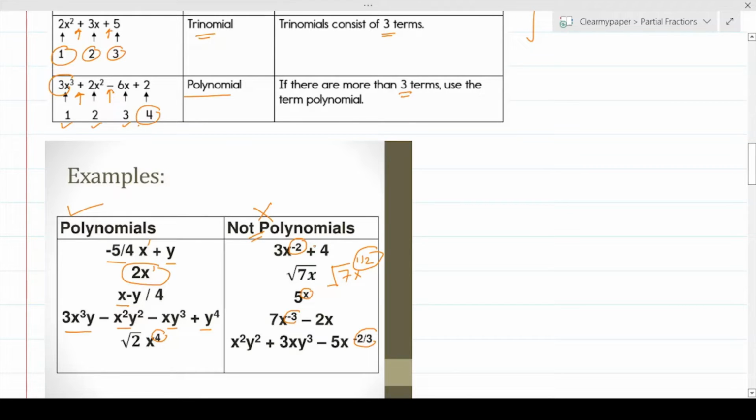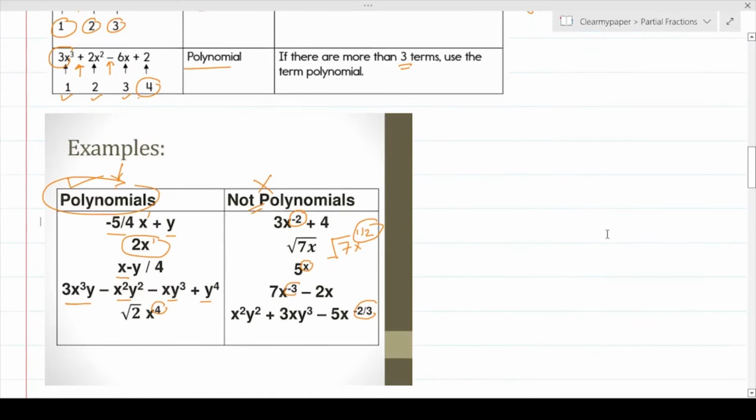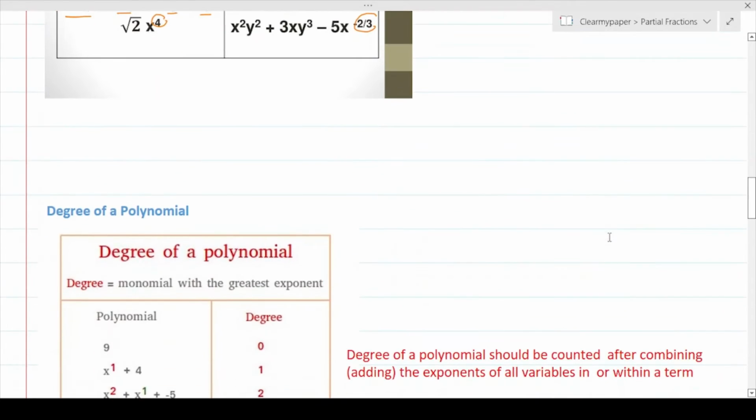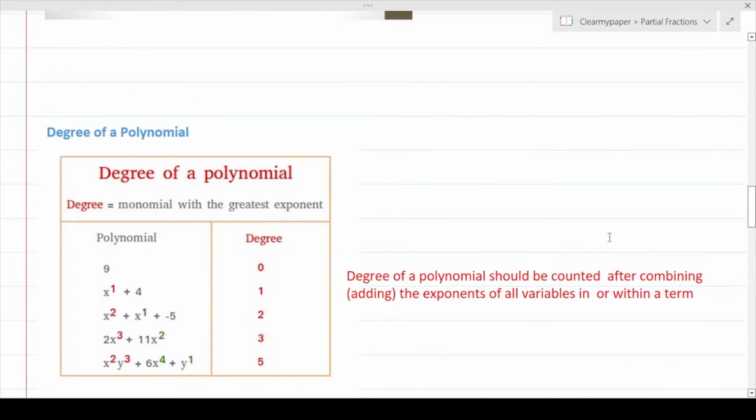In the context of partial fractions, we'll be sticking to definitions which are truly polynomials. So that's just a quick side note. Okay, and one of the most important concepts, which is going to be the essence of solving all the examples on partial fractions, is called the degree of a polynomial. So what is the degree of a polynomial?